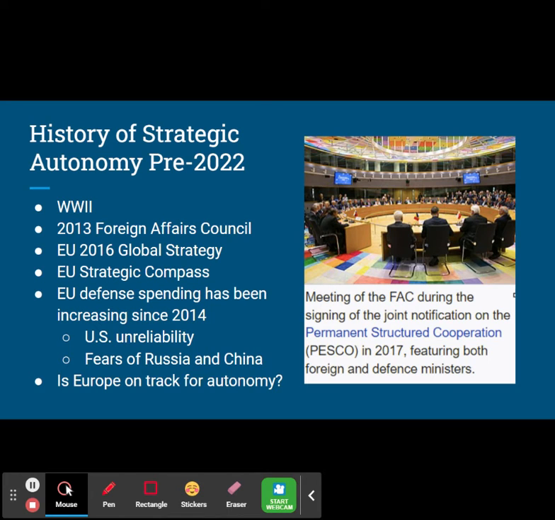Now let's talk about the history of strategic autonomy before the Ukraine war. Europeans have relied on the security umbrella provided by NATO since the end of World War II. American troops are scattered around dozens of bases in Europe, and in 2022, the number of American soldiers in Europe is estimated to be around 100,000, a figure more significant than the active military forces of 20 of the 27 EU members.